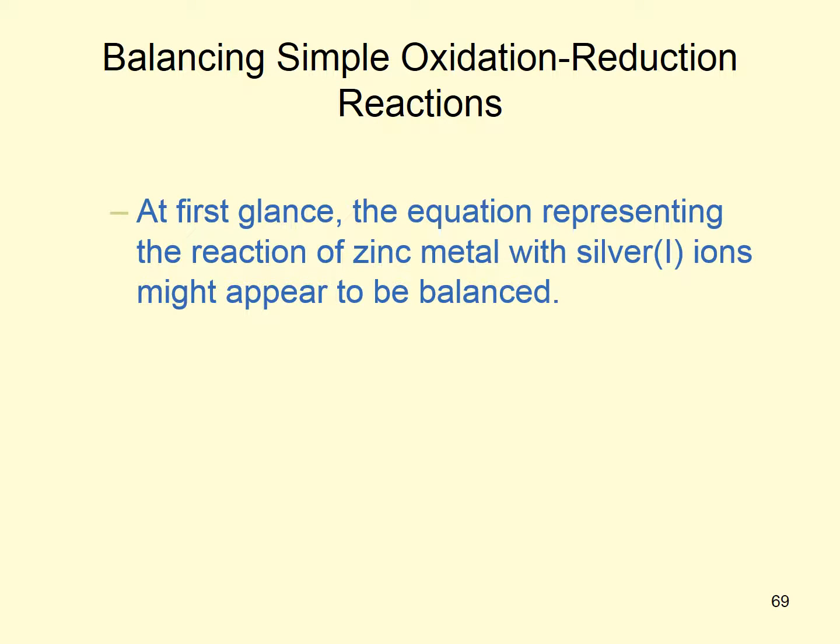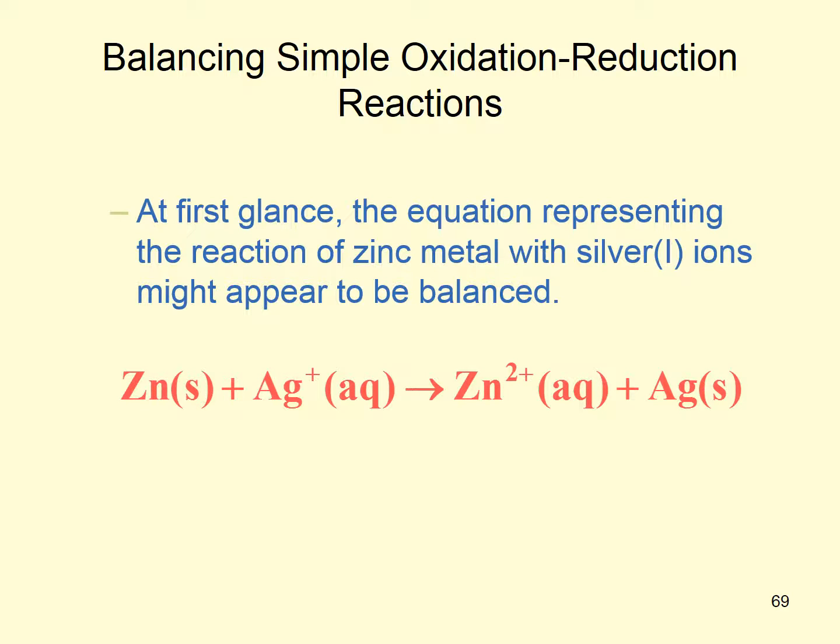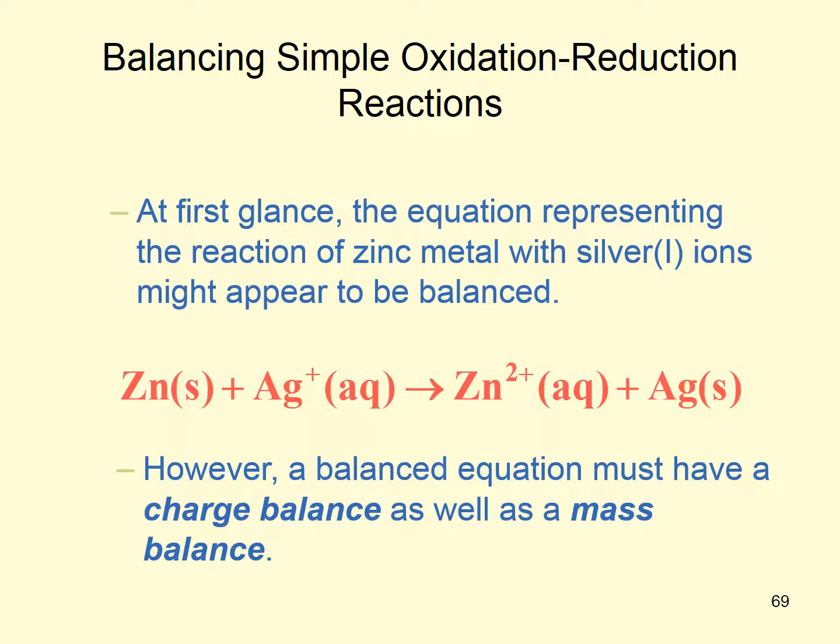All right, so let's look at one other example. At first glance, this equation looks to be balanced. Okay, zinc plus silver gives me zinc ion, or zinc plus silver ion gives me zinc ion plus silver. But remember what I've said before, you want to make sure in an equation that the charges are balanced as well. And so this is not true. Notice on the left we have a positive 1 charge overall, and on the right is a positive 2. So if we split these up into our half reactions, we can actually balance it correctly and see what's happening.